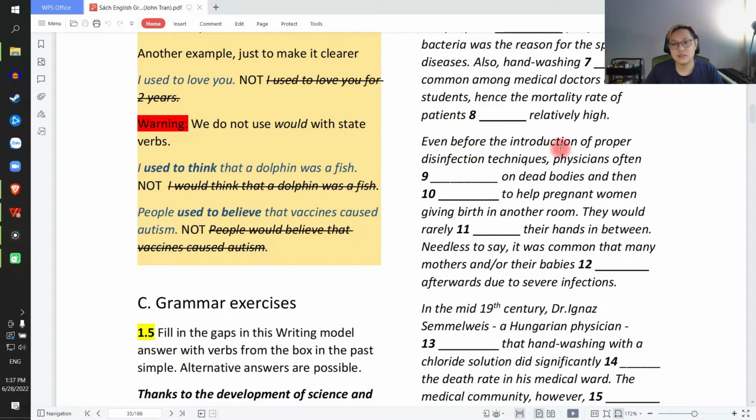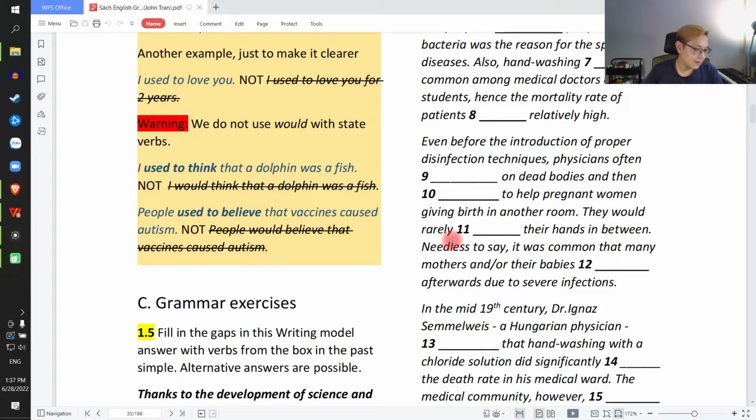Dù rằng trước khi cái sự xuất hiện của những kỹ thuật về khử trùng đúng đắn, kỹ thuật khử trùng cho đúng, thì những người bác sĩ đã thường mổ những cái xác chết, và sau đó là came to help, sau đó là đi đến để giúp những người phụ nữ có thai để mà đẻ con ở cái phòng kế bên cạnh, một cái phòng khác.